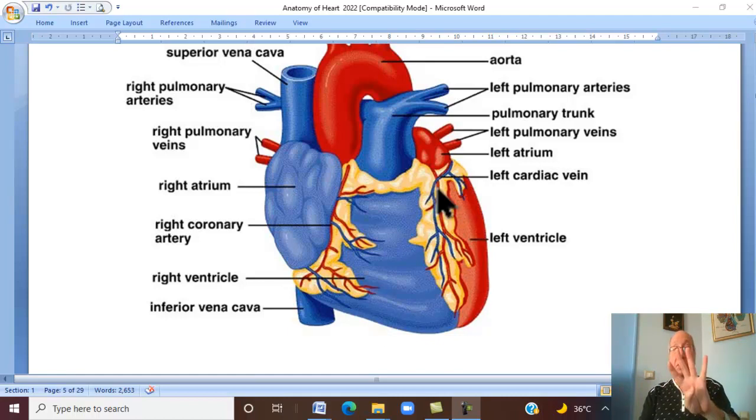The heart has four borders: superior border, inferior border, right border, and the left border. First of all, let us discuss the external features of the heart, starting with the base and the apex.